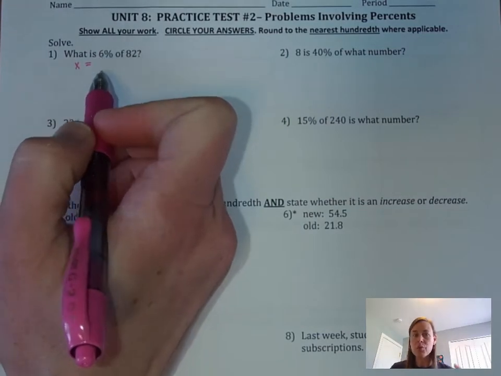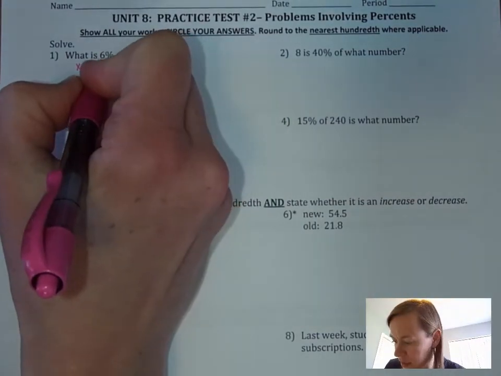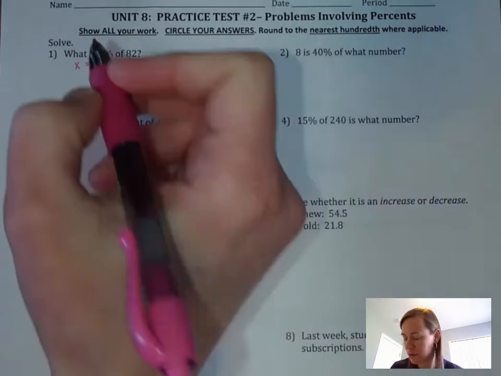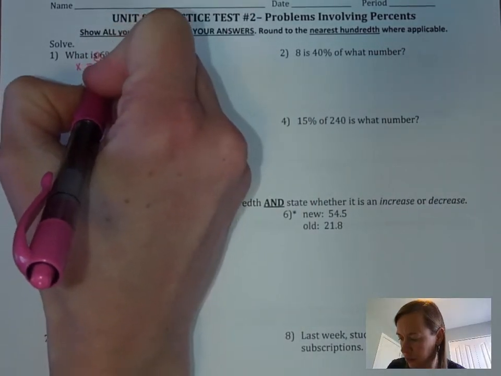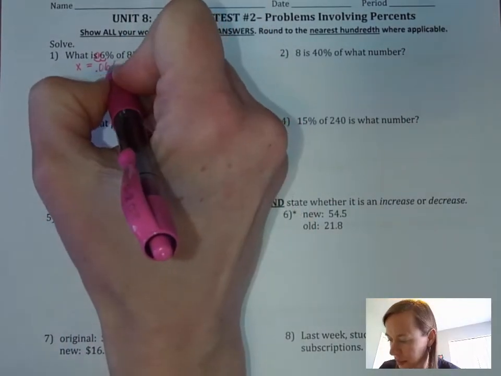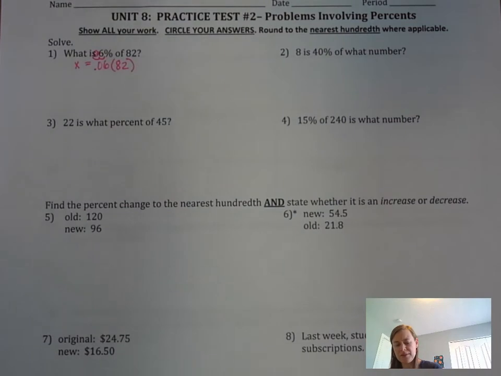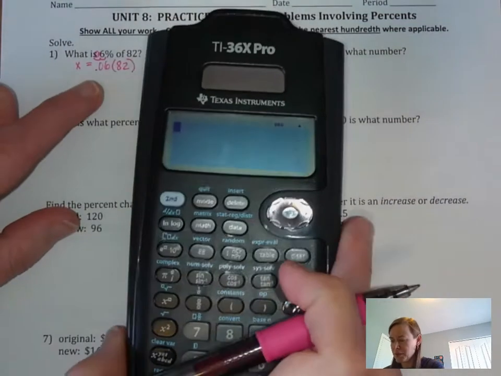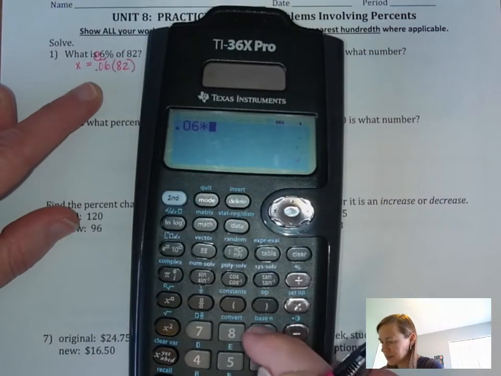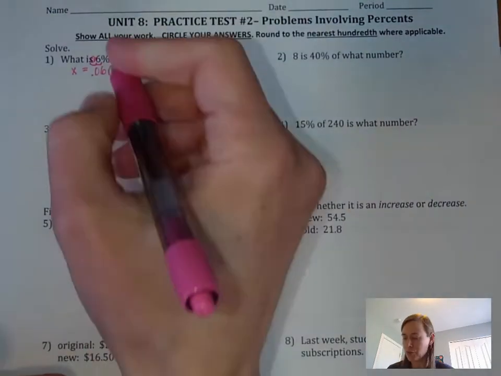6%: I can't put a raw percentage into an equation, so I'm going to change it to a decimal first. The decimal is going to move 2 places. We're going to have to bring our own 0 for this one: 0.06. Of 82, the "of" means to multiply. I'll show that with parentheses, and then 82. Once you have it like that, all you have to do is put it in your calculator, 0.06 times 82, and that equals 4.92.